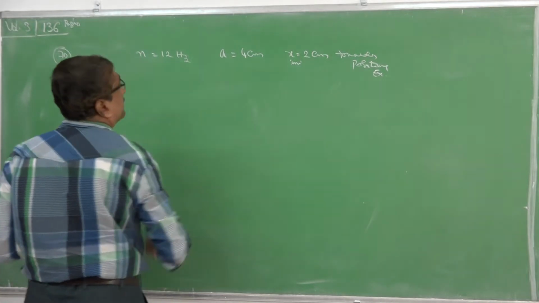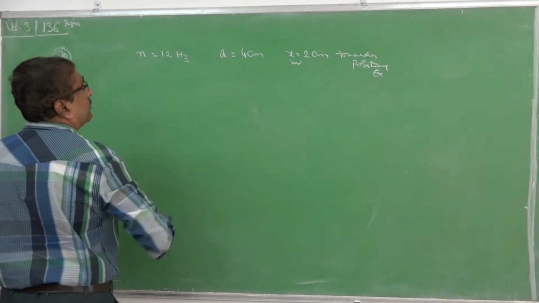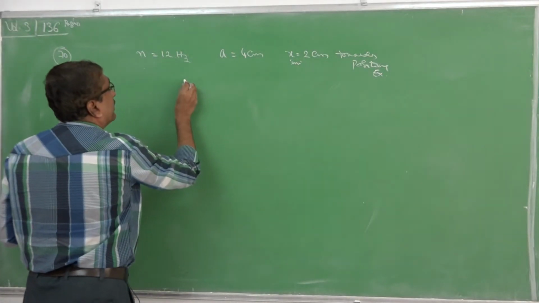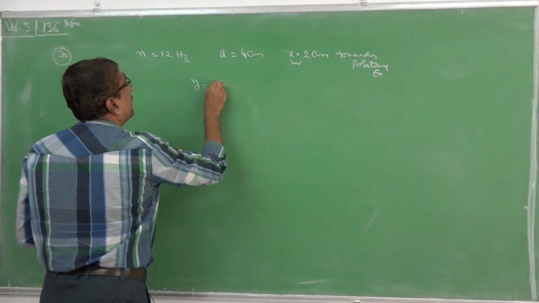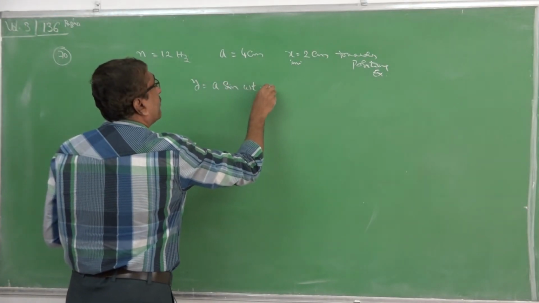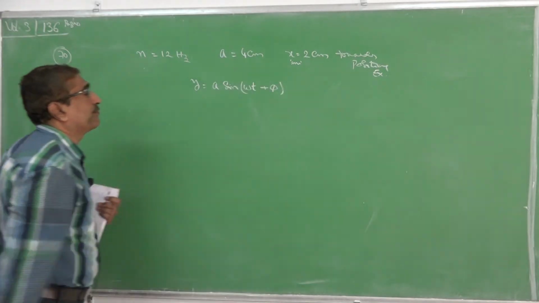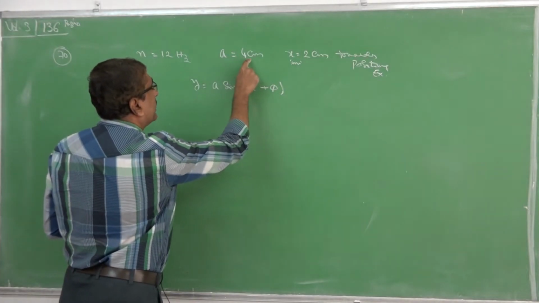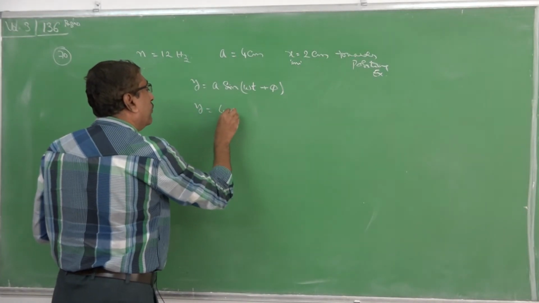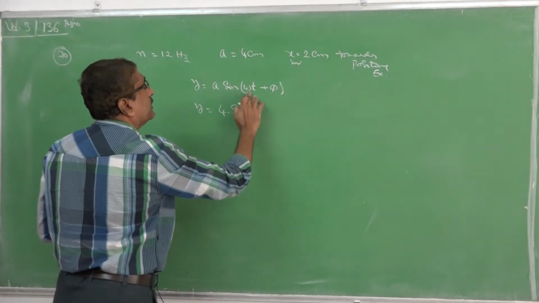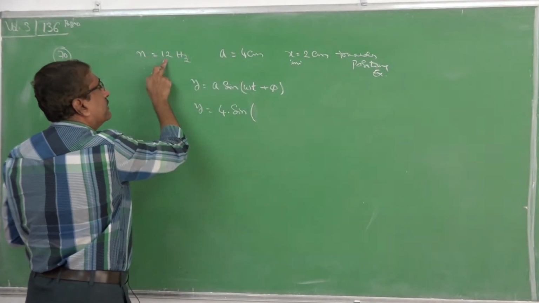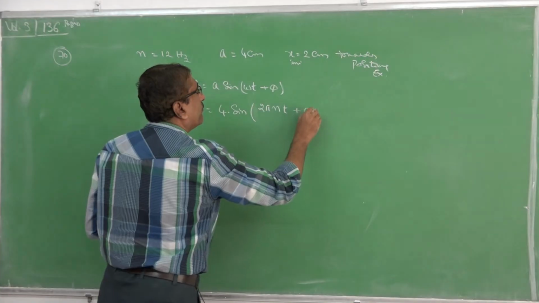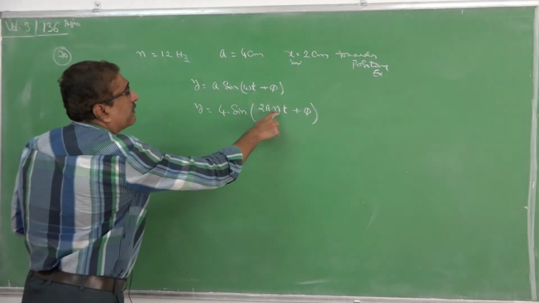Then what is its equation for the displacement? Given amplitude is 4 centimeter. The equation for the displacement of the particle is given by a sin(omega t plus phi). This is the general equation. Here a is 4 centimeter, so y is equal to 4 sin(omega t plus phi), but here frequency is given. Omega is written as 2 pi n, so y equals 4 sin(2 pi n t plus phi).